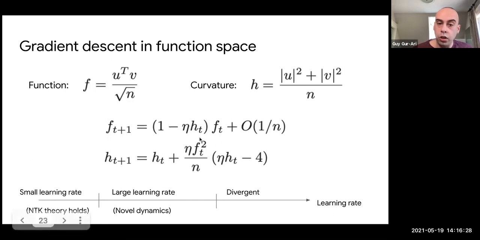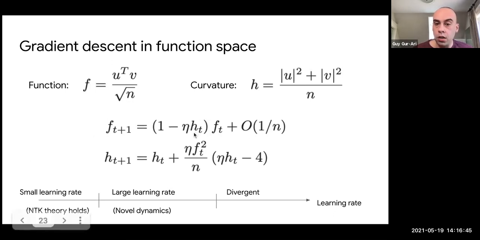So we're going to have a new factor here, h, which I'm going to describe in a second. That's going to be the curvature. And then we're going to have another term, which I didn't write down explicitly. It's going to be a 1/width suppressed term. So at large width, we can safely ignore it in this case.